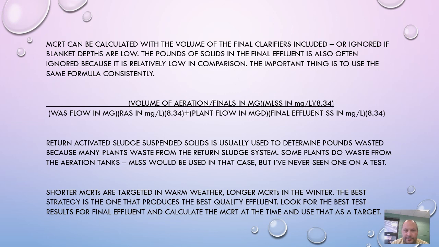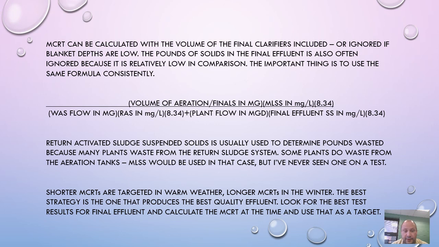So a couple things about this MCRT formula. There are different variations of it. The basic formula is the same. The only question is, do you include the volume of the final clarifiers when you're calculating the pounds available for treatment? And secondly, do you account for the pounds of suspended solids in the final effluent when you're calculating the pounds being removed from the system? So it can be done either way. The most important thing for actually using this formula for process control is that you pick one and do it consistently.